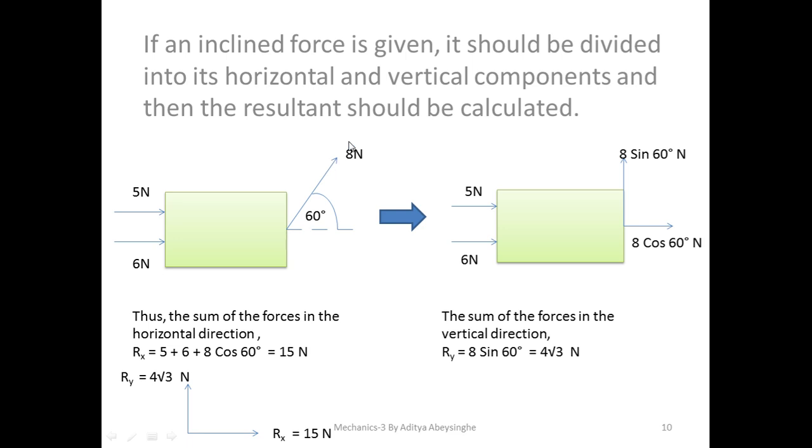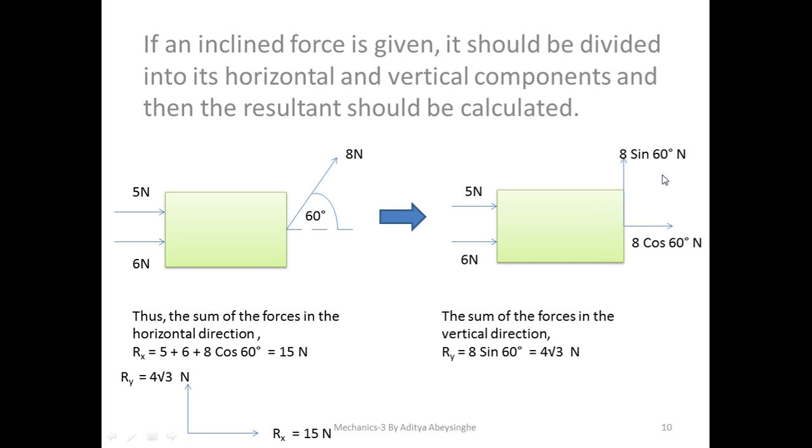So in the case of inclined forces, what generally happens is that we have to decompose these forces. So I'll decompose this 8 Newton force in this direction. This angle is 60 degrees. So the force component in this direction will be 8 cos 60 newtons, and the force in this direction will be 8 sin 60 newtons. So the total force in this direction is 5 newtons plus 6 newtons plus 8 cos 60, which is 4 newtons. So the total force in this direction will be 15 newtons.